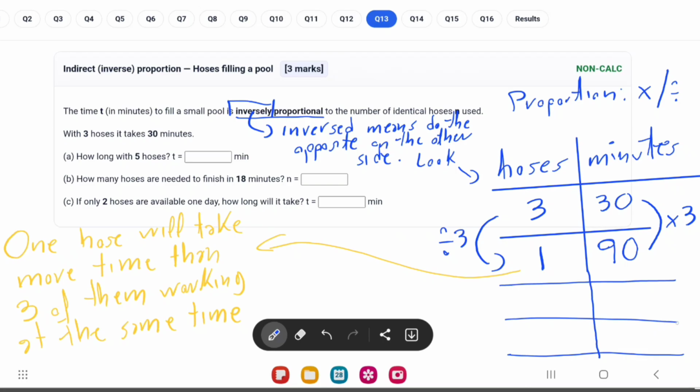The exercise though is asking us how long will it take with the 5 houses. So with 5 houses it's definitely gonna be quicker. So on one side it's gonna be times, but it's definitely gonna take us less time. So on the other side I'm gonna be dividing by 5. And 90 divided by 5, if you do that with the bus stop method, is gonna give you 18.